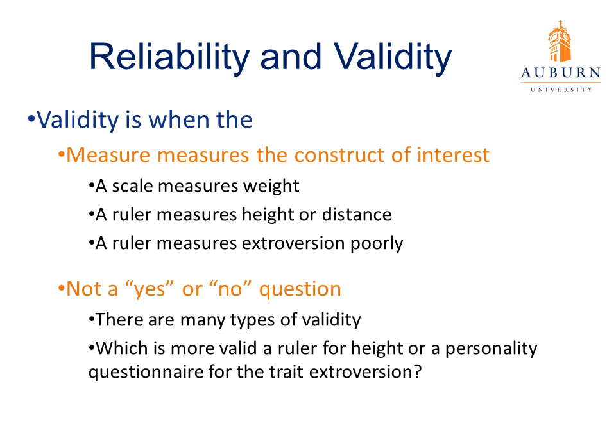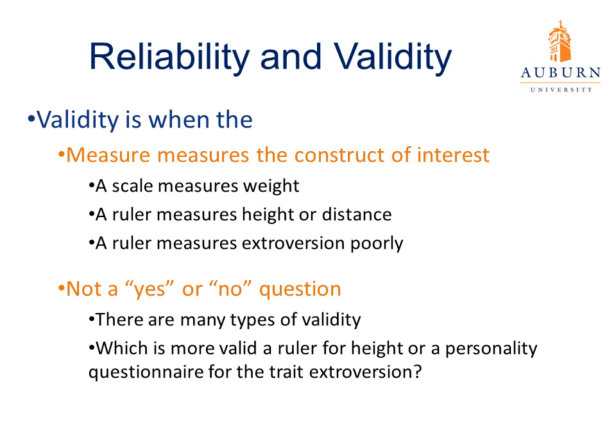Alright, so for a question here to kind of quiz you a little bit, which is more valid, a ruler for height or a personality questionnaire for the trait extroversion? Now, if you said a ruler for height, then you would be correct that if I have a ruler, it's going to be high in validity when I'm measuring height or distance. A personality questionnaire, on the other hand, does have some validity to it, but it is lower than what a ruler would be for height.